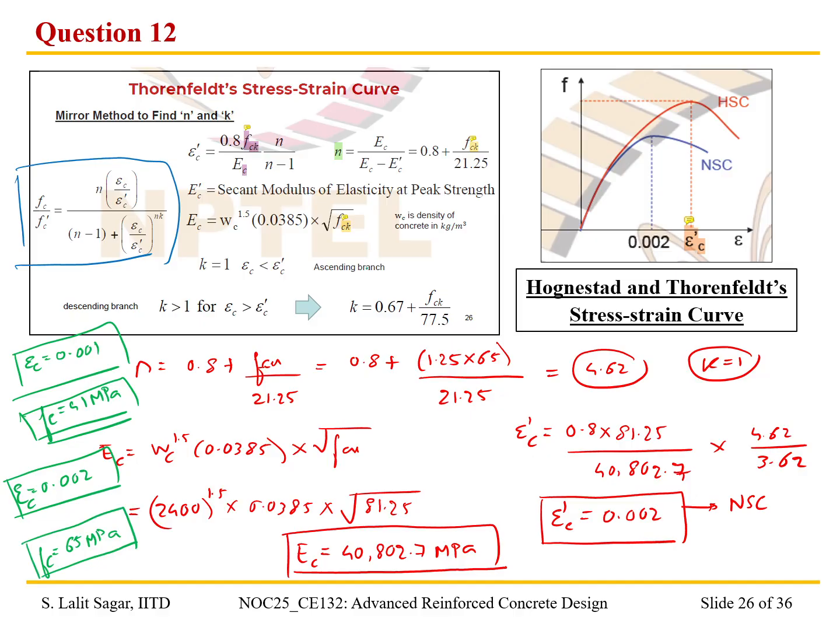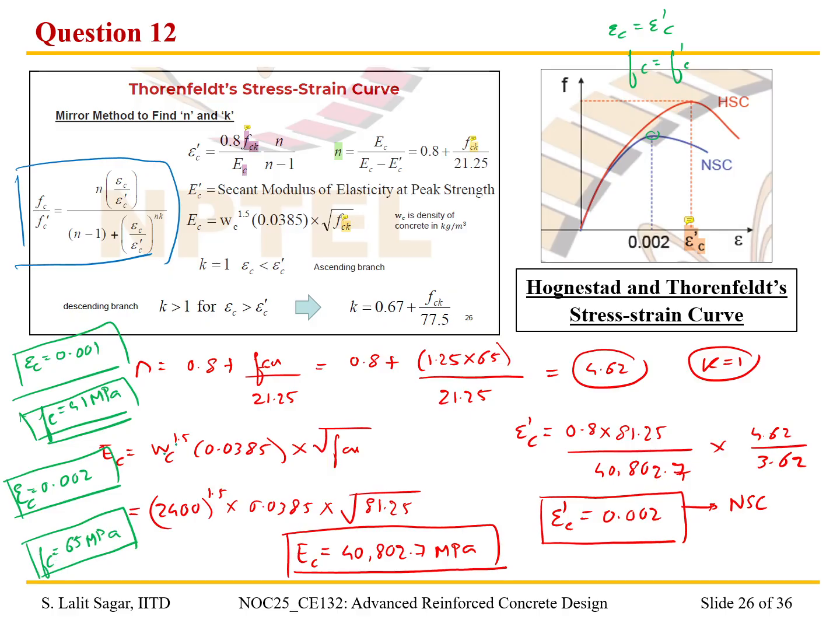Again, it is similar to what we discussed with respect to the Hognestad relation. When the compressive strain in concrete is equal to epsilon prime c, the value of fc becomes f prime c. So for high strength concrete, for epsilon c equal to epsilon prime c, fc becomes f prime c. By that concept, we get fc is equal to 65 MPa.